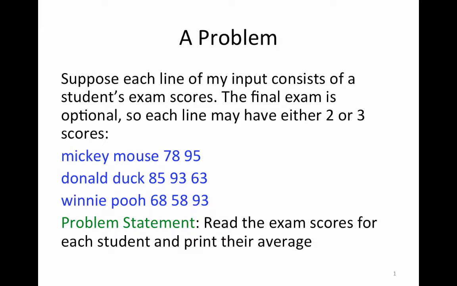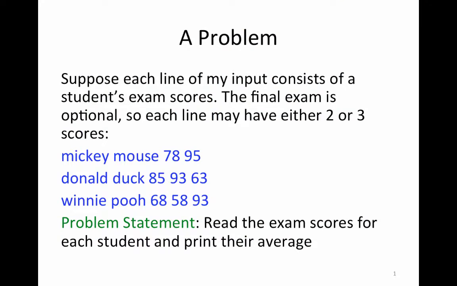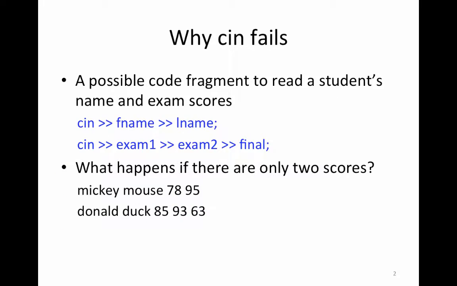So what we need is a way to read these things a line at a time. But if we read them a line at a time, we also need a way to chop them up into their individual fields and convert them to the appropriate type. In this case, the exam scores need to be converted to an integer. Okay, so this just says why cin fails, which I just told you why.